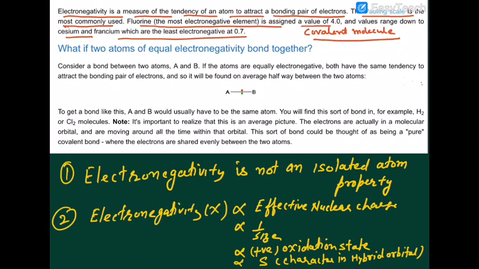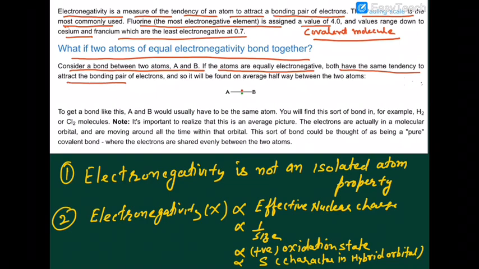What if the two bonded atoms have equal electronegativity? Consider a bond between two atoms A and B. If the atoms are equally electronegative, both have the same tendency to attract the bonding pair of electrons, and so it will be found on average halfway between the two atoms. So you can't say that the electron pair goes closer to any one of them.